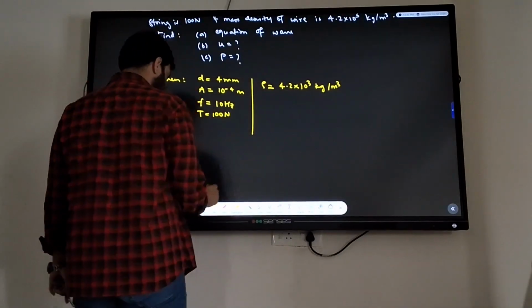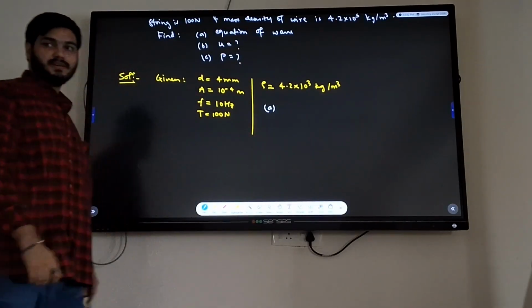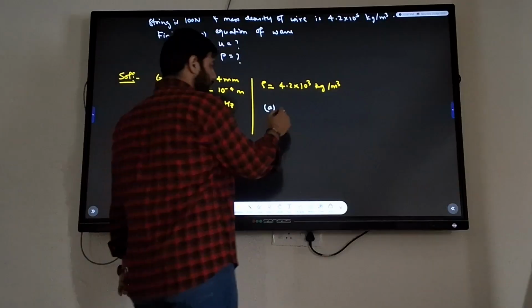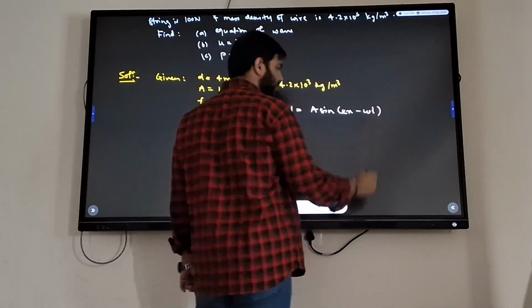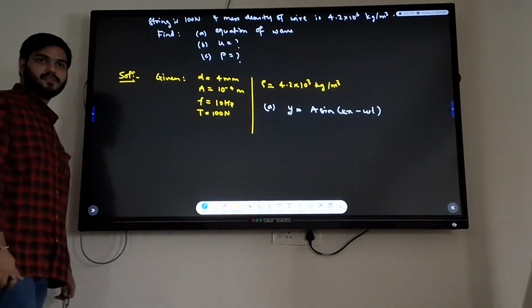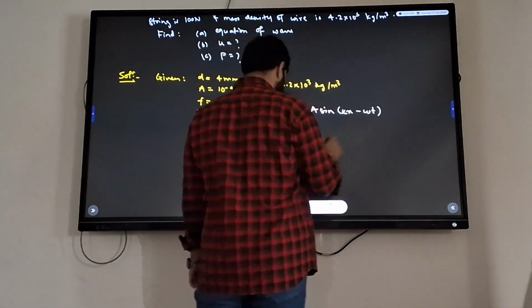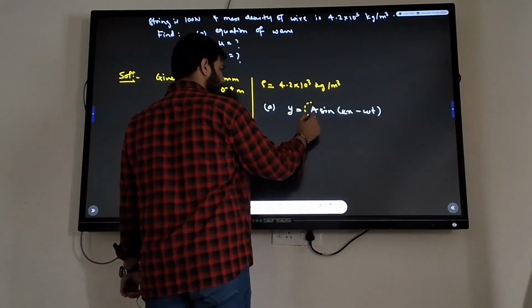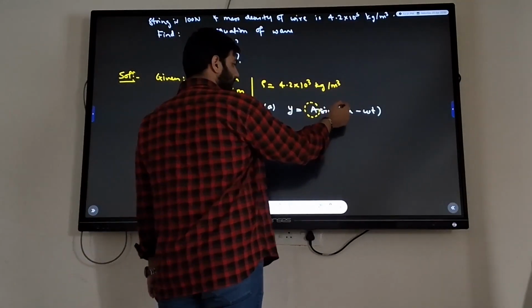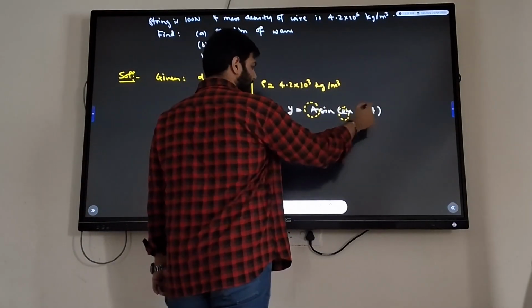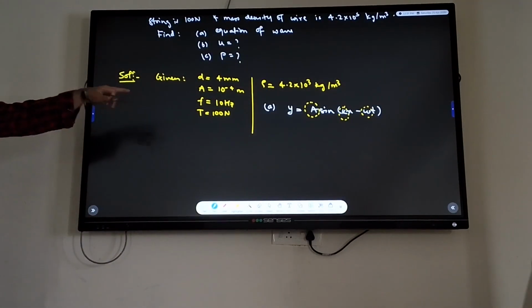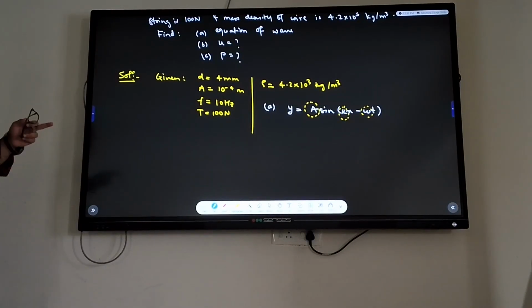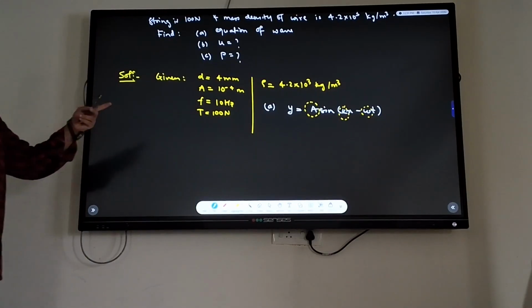For the A part, they are asking to find the equation of the wave, which is y equals A sine(kx minus omega t). This is how we write the sinusoidal wave. What do I have to find here? A is already given. I have to find k and omega. For k I need lambda, and for omega I need f. But f is also given, so omega is done. I have to find lambda. But v equals f lambda, so I have to find v. If I find the speed of the wave, then I can find lambda.